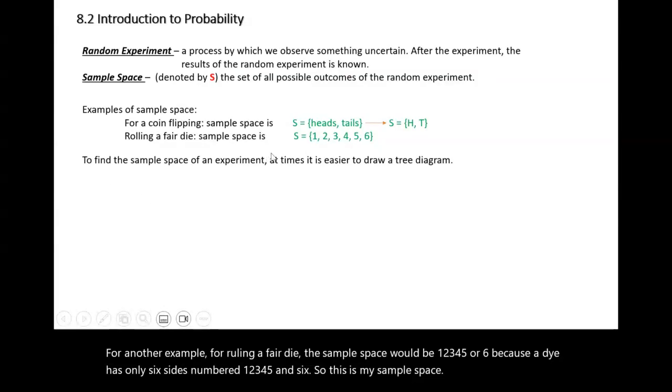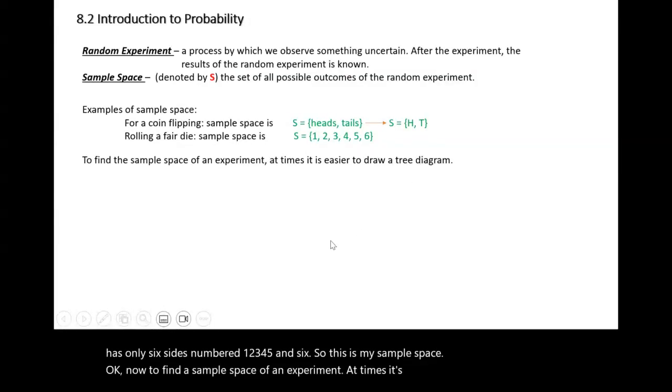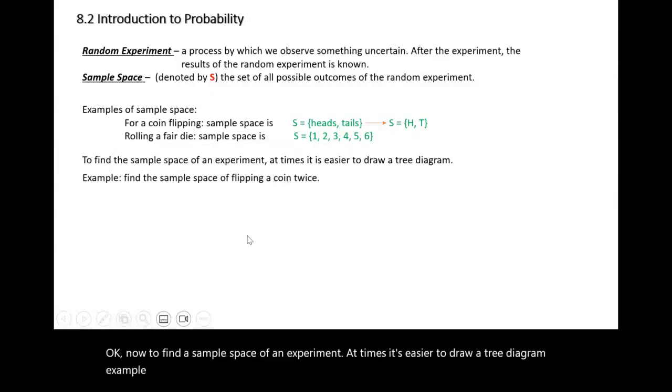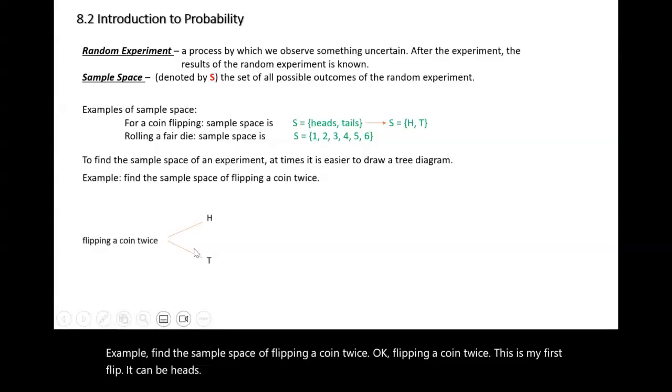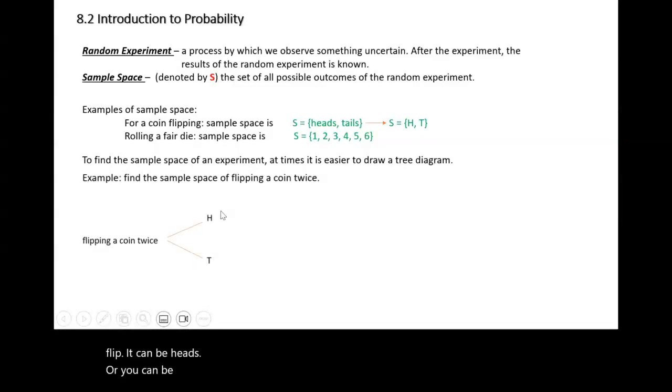Okay, now to find the sample space of an experiment, at times it's easier to draw a tree diagram. Example, find the sample space of flipping a coin twice. This is my first flip. It can be heads or it can be tails. My second flip can be heads or it can be tails. If it was tails first, the second flip could be heads or tails.